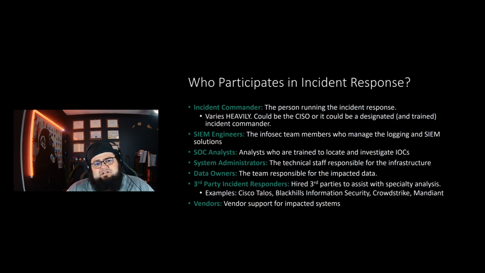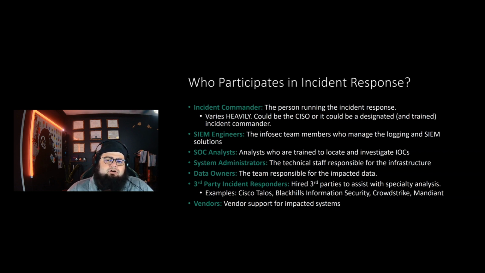You might have system administrators. These are the technical resources that are responsible for the systems that might be impacted, right? So your SOC analyst might be saying, hey, I see something goofy going on with this file server. You probably have a file systems administrator who's in charge of that file server who's saying, hey, these are what these permissions are. This is the kind of data that's on there. Or you might have a web application specialist who's in charge of your web servers or something along those lines. Data owners. These are often the non-technical owners of the data.